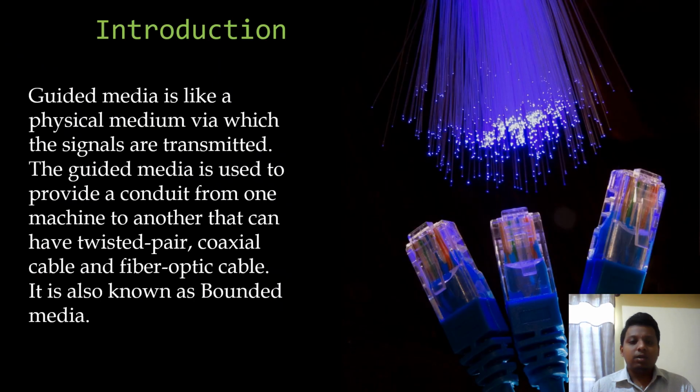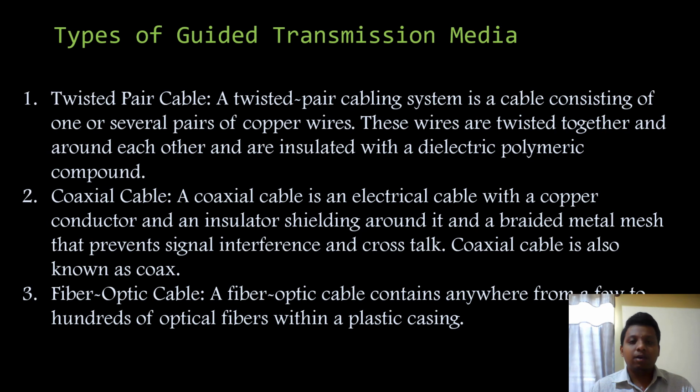Now first let us look into the introduction. Guided media is a physical medium via which the signals are transmitted. They guide the signals from one machine to another. That can be twisted pair, coaxial cable, fiber optic cable, also known as bounded media. Now let us look into the types of guided media. There are three types of guided transmission media.